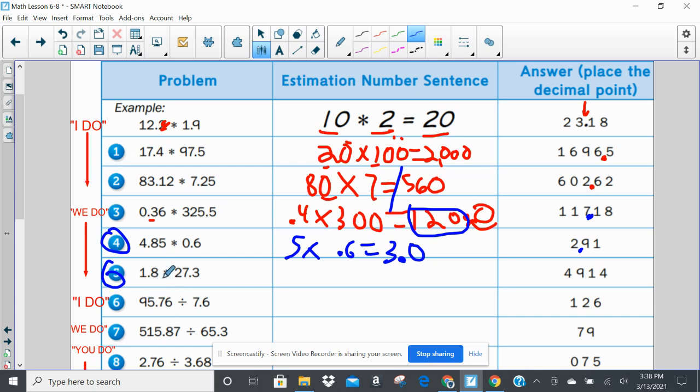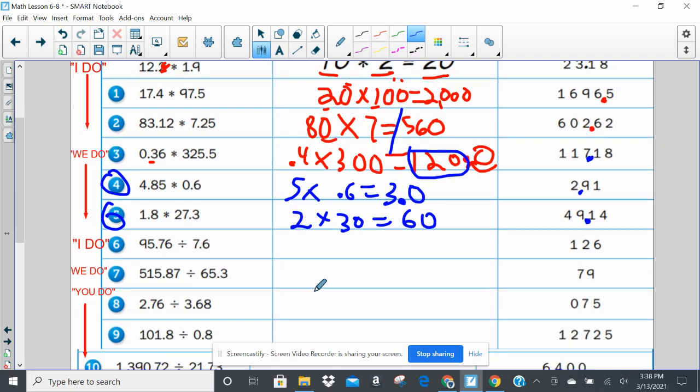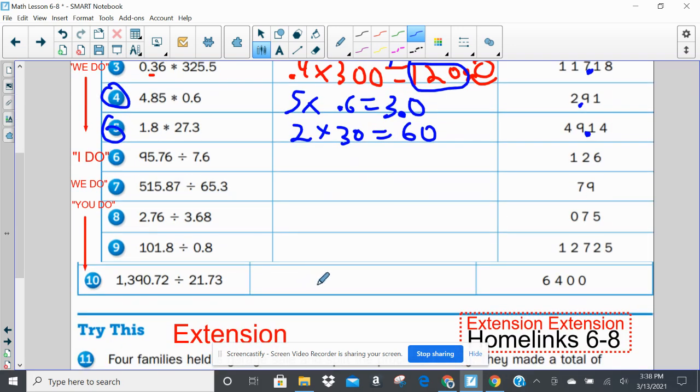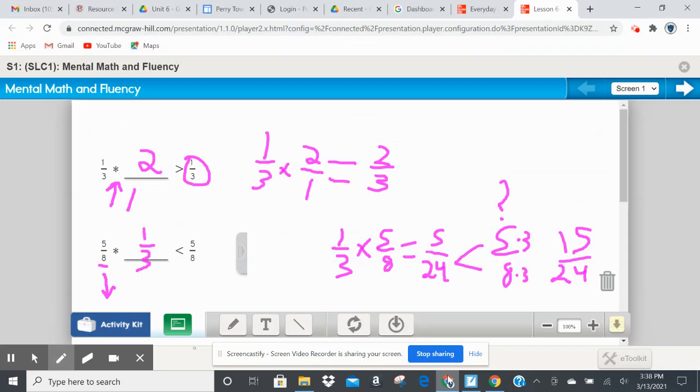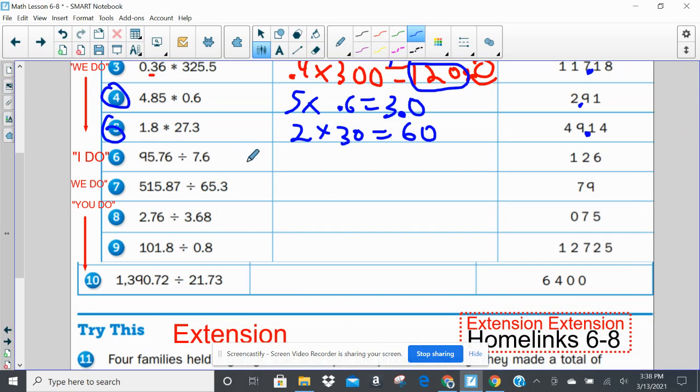1.8. So for this one, we are going to round it to 2 times 30, which equals 60. Where would it fall? That's right, between the 9 and the 1. Now, division is completely different. It's kind of a different animal to work with because there's a couple of steps that you have to keep in mind and do first.